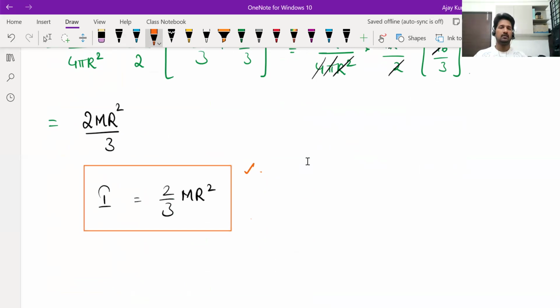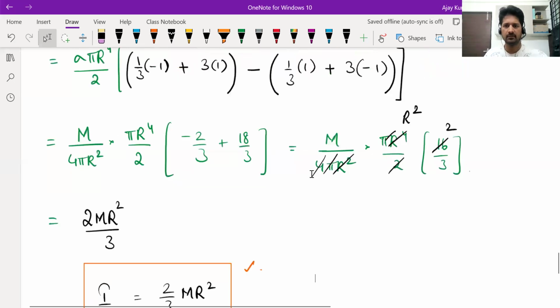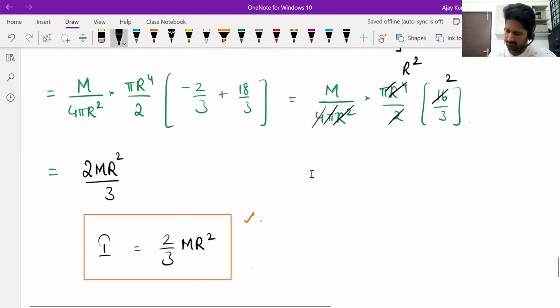Okay. Yeah, Vanilla and Aishwarya, is the derivation clear? Yes, sir. Fine, fine. Okay, I just got confused with that 3. That's okay.